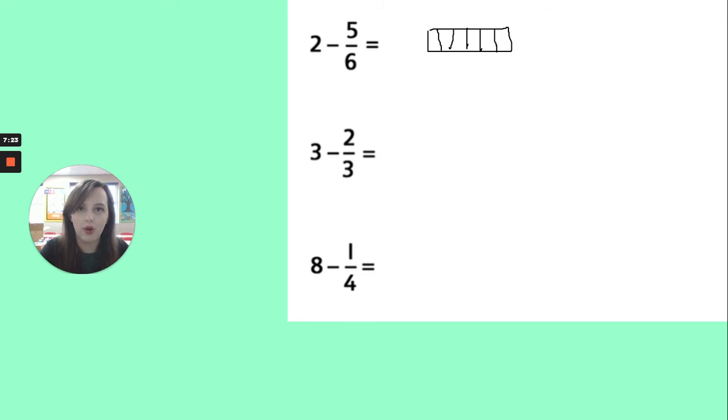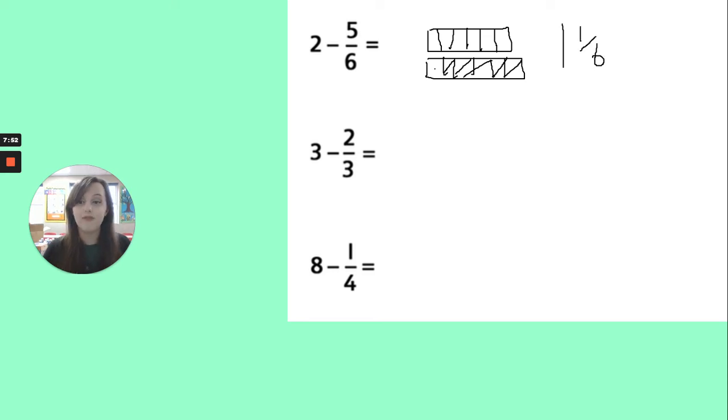So there's 1 whole. I need 2 wholes, so let's draw another one. Split it into 6ths again. 1, 2, 3, 4, 5, 6. I want to take away 5/6, so I'm going to cross off 5/6 and count up what's left. I have 1/6 left and 1 whole, so my answer is going to be 1 and 1/6.